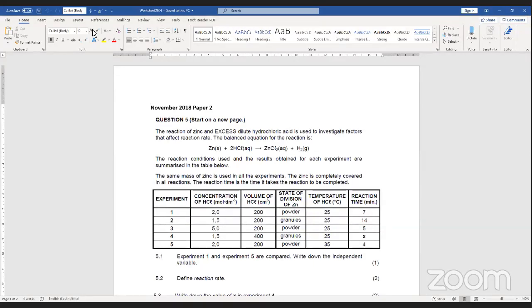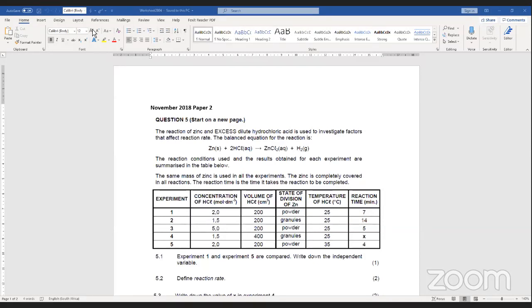Okay, so on that, I just want to point out a few things. The first thing is they tell you that the mass of zinc stays the same for everything. So that should already tell you that it is a constant. That is not something that's going to change. The second thing that they tell you is that zinc is completely converted in all reactions, which means it won't ever be a limiting reagent. It's just going to let the reaction take place. And then they're giving you the table.